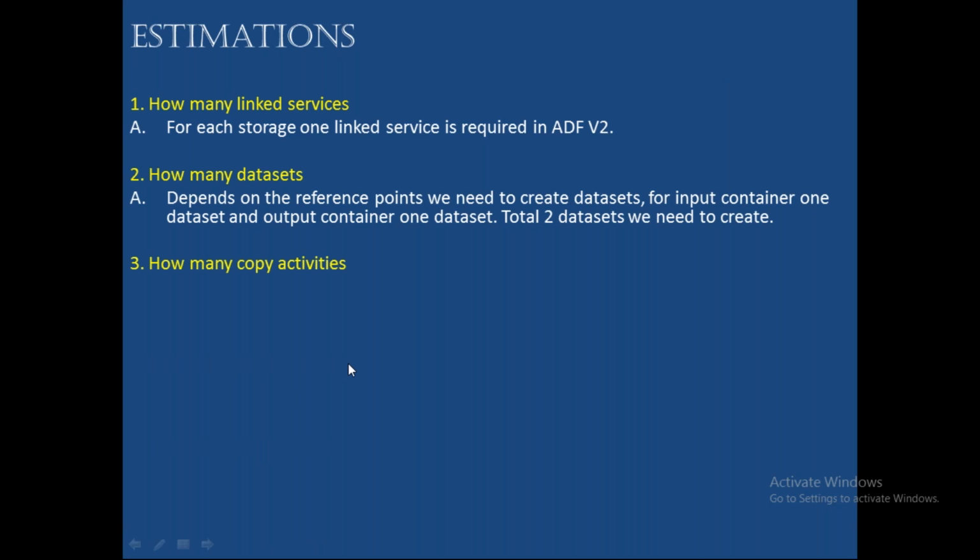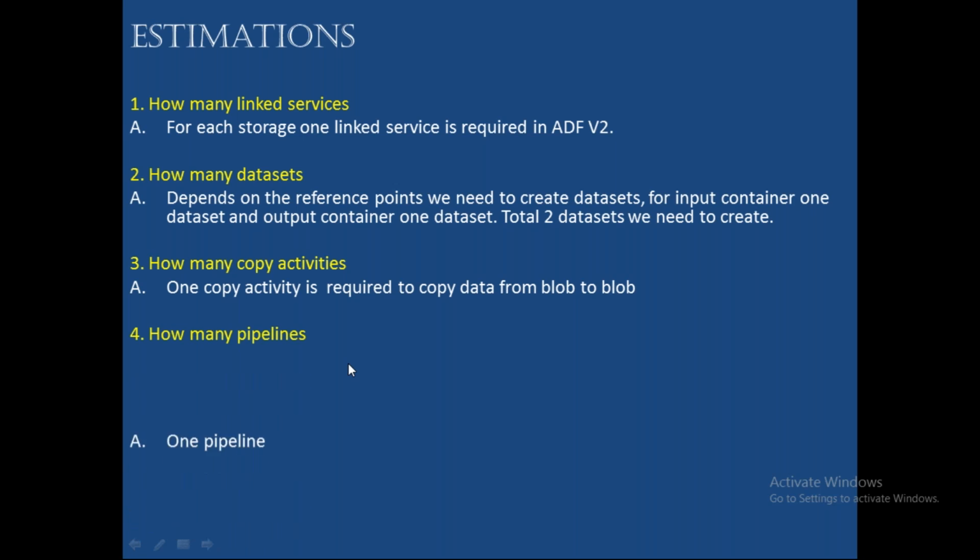Remember, even when you are copying multiple tables, we are not going to use multiple copy activities. We are going to use a single copy activity. For that copy activity, we will pass the details dynamically, one by one table name we will pass. Those things we will see in the upcoming session. But remember, only one copy activity is required to copy data from blob to blob. Okay, next. How many pipelines? One pipeline is enough.